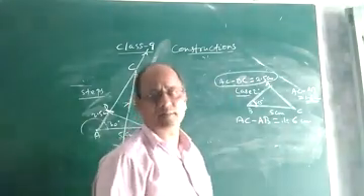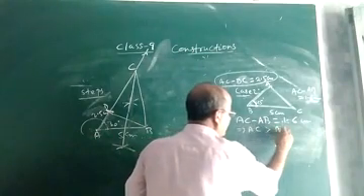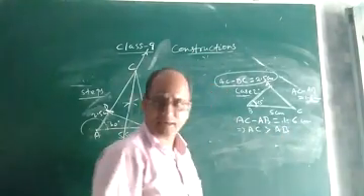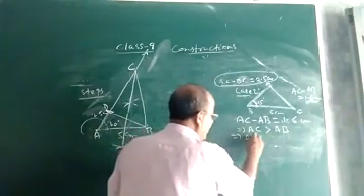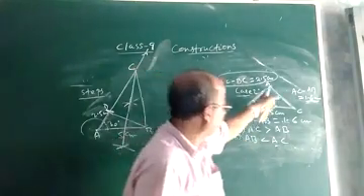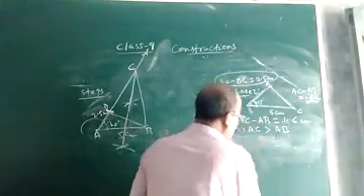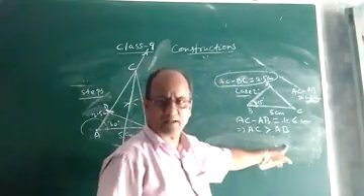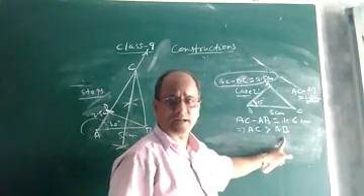Now if AC minus AB is 1.6, no doubt AC is greater than AB. Okay. Now if AC is greater than AB, then no doubt AB is less than AC. This is not necessary to write. AC is greater than AB because AC minus AB is 1.6 centimeter.